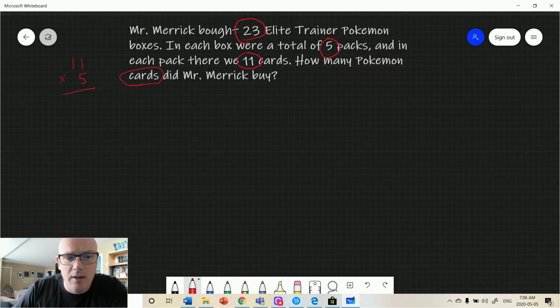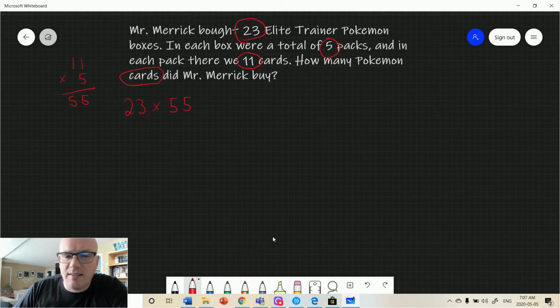5 times 1, 5. 5 times 1, 5. We now know that there are a total of 55 Pokemon cards in each Elite Trainer box. We want to find out how many cards he bought in total. Well, he has 23 boxes, so now we've got to multiply that. So what our question is going to look like is 23 times 55. That is our question.